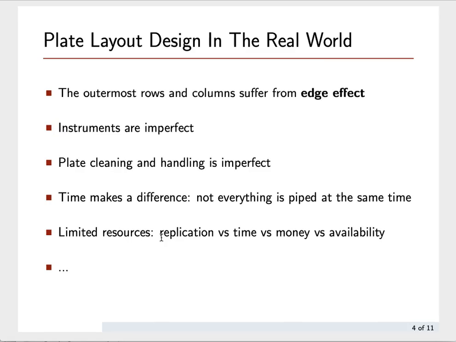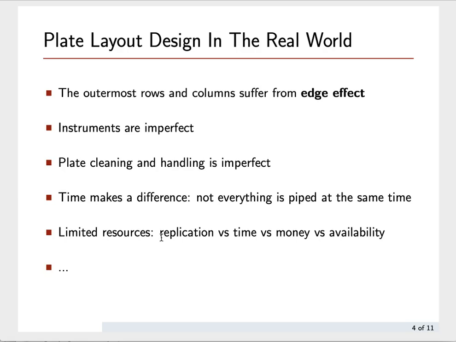But reality is far from perfect. The outermost rows and columns suffer from something called edge effect, which means that the temperature and the humidity actually alters the experiment to the point of rendering those wells unusable. Instruments also happen to be imperfect. The pipetting robots can have problems with a particular pipe, and this can affect a whole row or column in every plate, depending on how your robot works. Even plate cleaning and handling is imperfect. Things like washing the plate once or twice can make a great difference between plates.